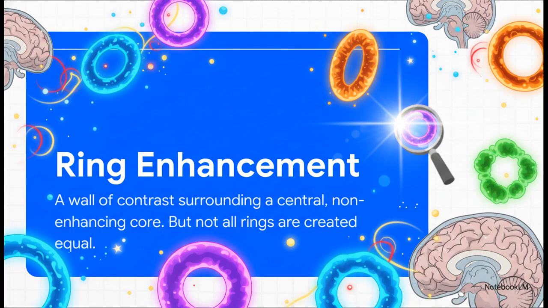You know what it is, right? It's just a wall of contrast around a center that doesn't light up. But here's the secret, the thing that will save you time and time again. Not all rings are created equal. The way the ring looks, its morphology, that's your first and probably your most important clue.